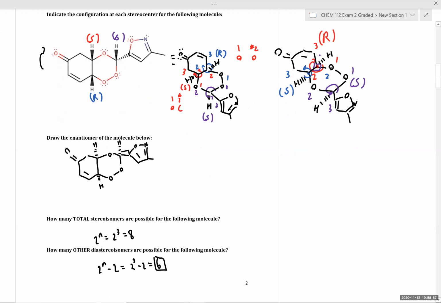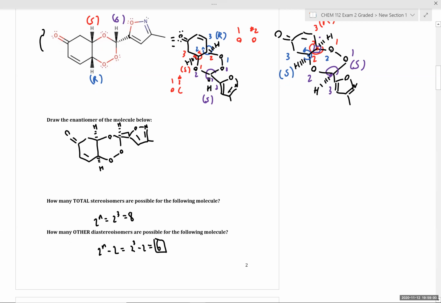Perfect. So in terms of total stereoisomers, we have 3 stereocenters. So then our total stereoisomers are 2 to the n, where n is the number of stereocenters. That gives us 2 to the 3rd, which gives us 8 for the total stereoisomers. For the other diastereomers, it's solved using 2^n minus 2, where you take 2 to the 3rd minus 2, and that gives us 6. Does that calculation make sense to everyone?